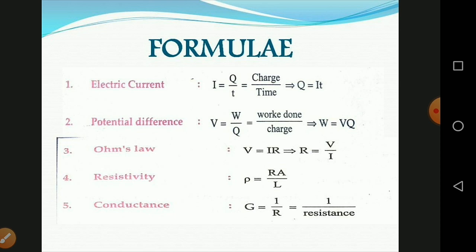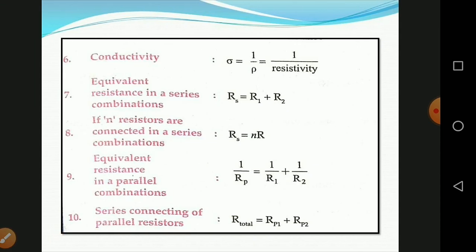And then next one is conductance. Conductance G is equal to 1 by R, that means 1 by resistance. Its unit is mho. And the next one is conductivity. Conductivity sigma is equal to 1 by rho, that means 1 divided by resistivity. Its unit is mho per meter.